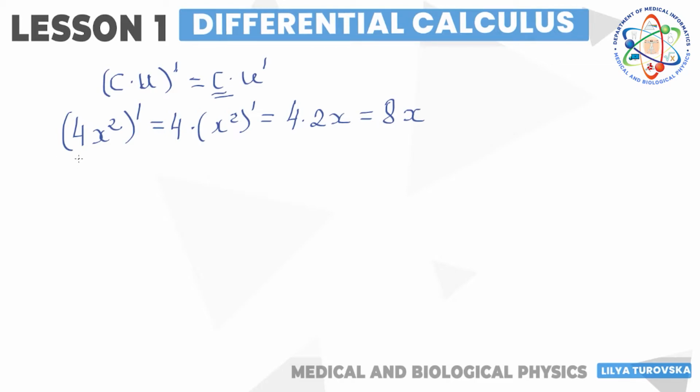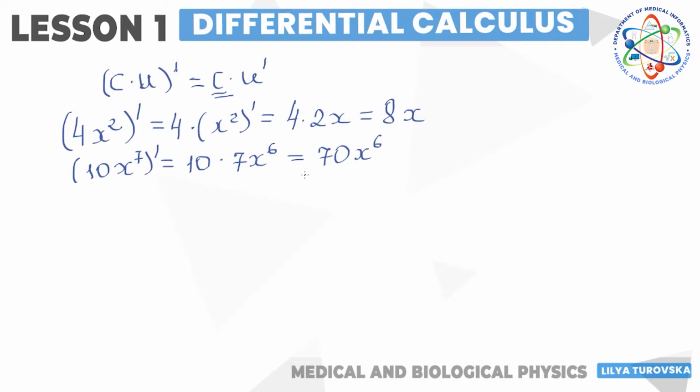Another example, if we have, for example, 10x to the 7th power, we rewrite 10, and the derivative of x raised to the 7th power, you already know, is 7x to the 6th power. 10 times 7 is 70, x raised to the 6th power.